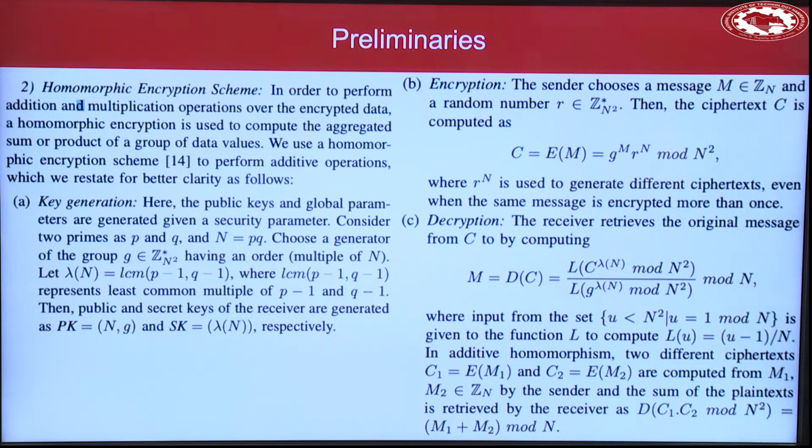So you need to multiply the ciphertexts, perform mod n square, and the result would be the same as if you add both messages and perform mod n. So that's how in this case you are able to perform addition over the encrypted data. Yeah, if I have 5 different messages encrypted, using homomorphic encryption, I should be able to compute addition over the encrypted data. I would be able to see the sum. So that's why we use homomorphic encryption.